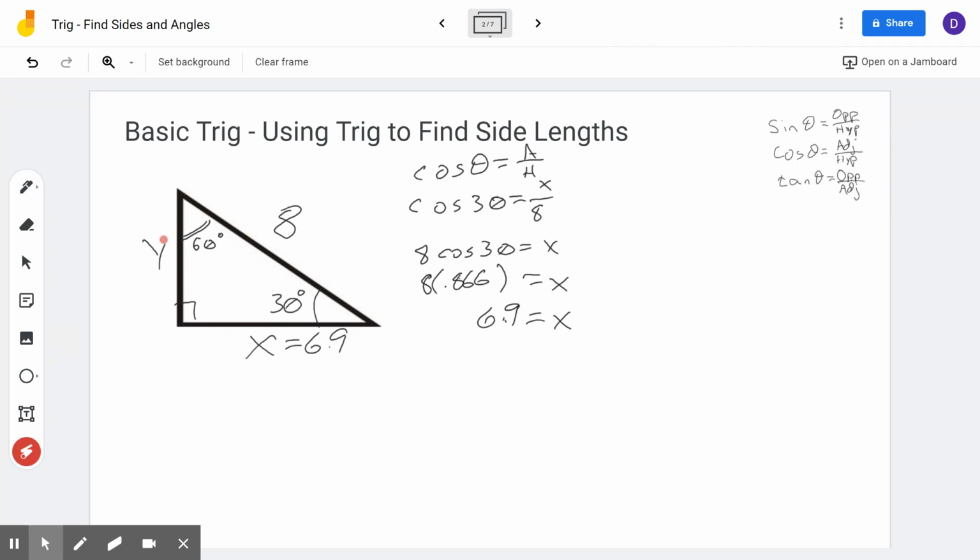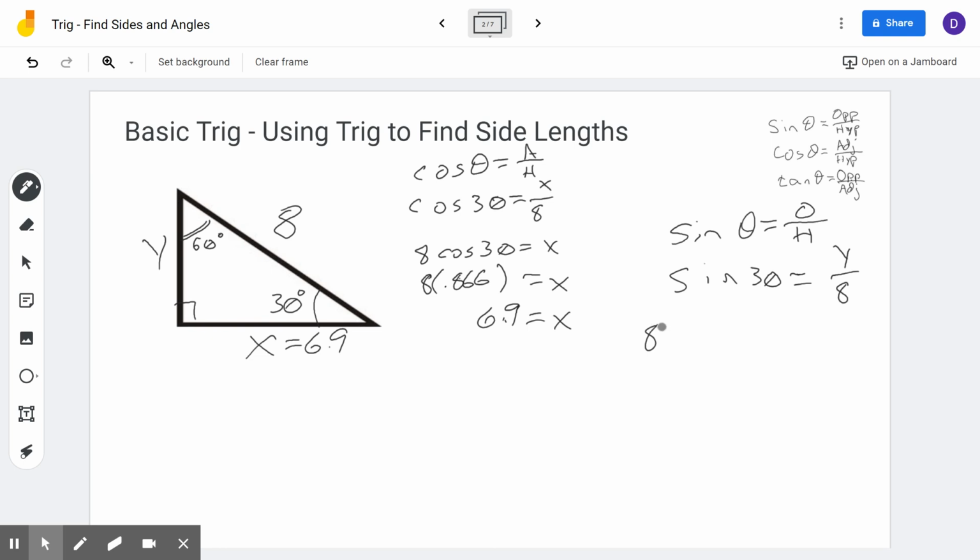Now to find the other side, it's going to be opposite over hypotenuse, which is the sine function. Let me make sure I've got this. Okay, so we're going to use sine. So let's do it. Sine of theta equals opposite over hypotenuse. So the sine of 30 degrees equals y over 8.